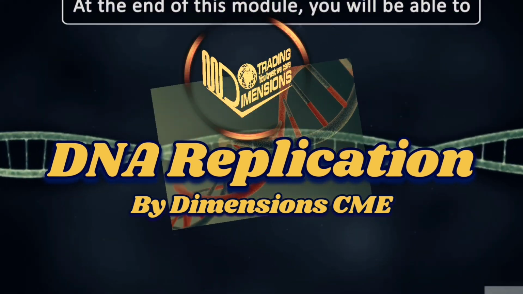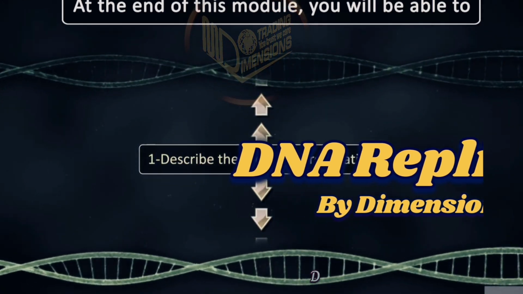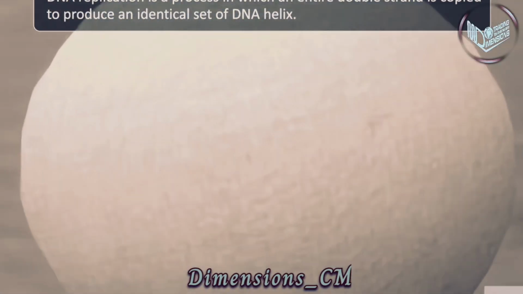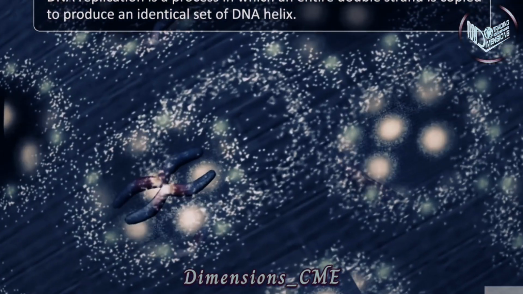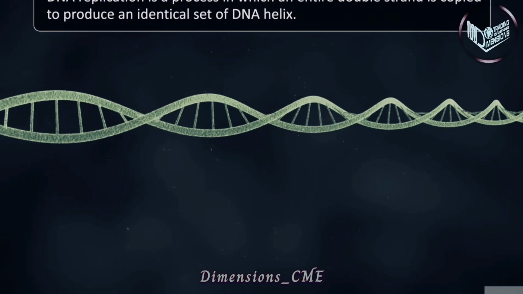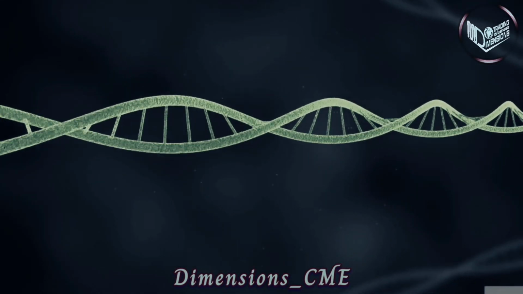At the end of this module, you will be able to describe the process of replication. DNA replication can be defined as a process in which an entire double strand is copied to produce an identical set of DNA helix. The process of replication starts at a specific point on the DNA.